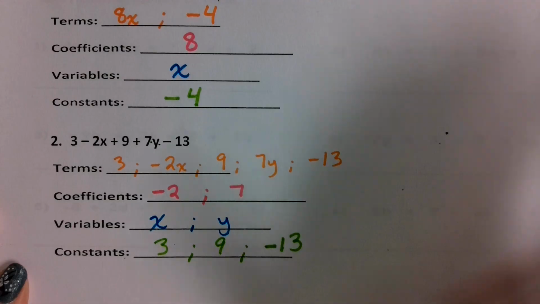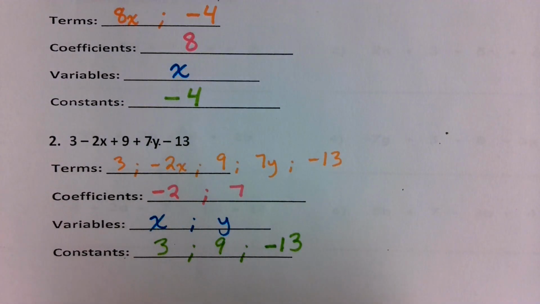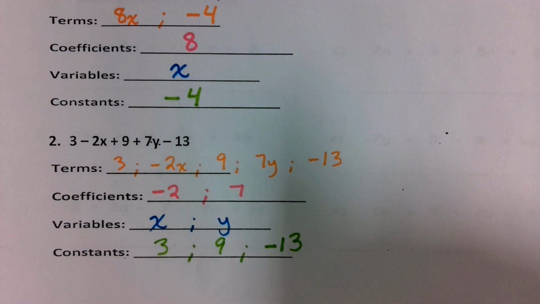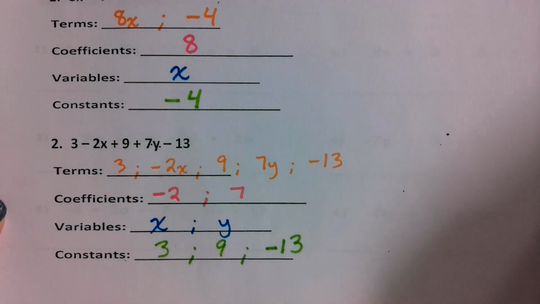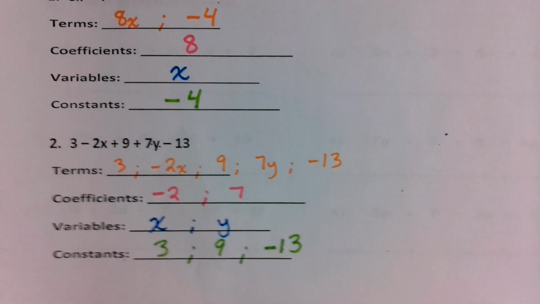Okay, so it's important to understand what our variables are, what our coefficients are, what our constants are, especially when we are getting into combining our like terms. So go ahead and flip your paper on over to the back.